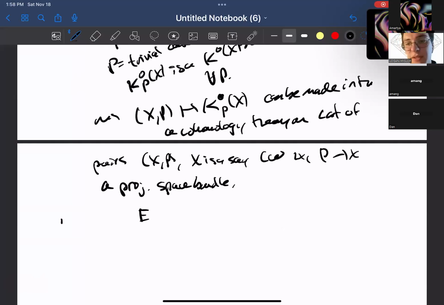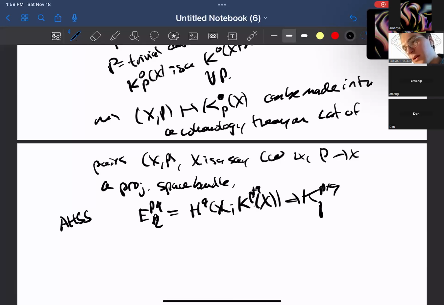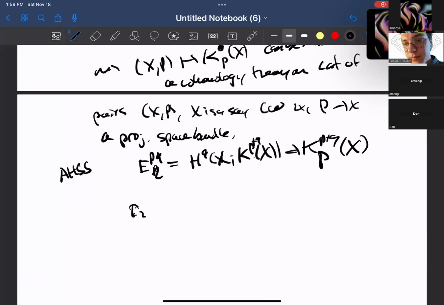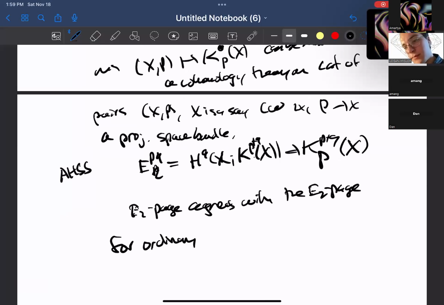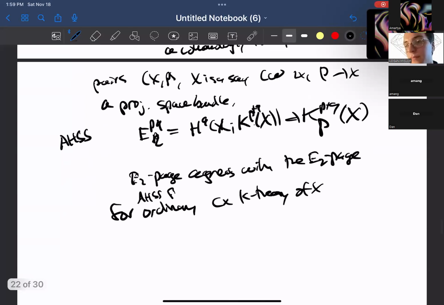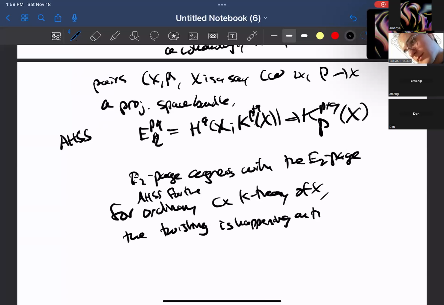And because of this, you also get an Atiyah-Segal spectral sequence with E2 page just the classical thing you would expect: H^Q of X with coefficients in K^P of K^(P plus Q) of X, converging to K^(P plus Q) over this projective bundle of X. So the E2 page agrees with the E2 page for the Atiyah-Segal spectral sequence for the ordinary complex K-theory of X. But these may differ because the twisting is happening on the differentials, and possibly on extensions.